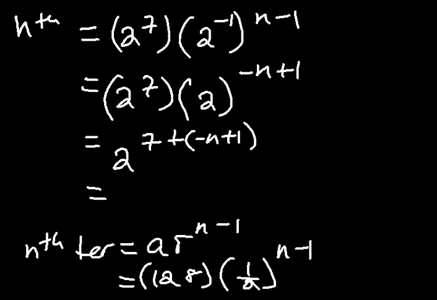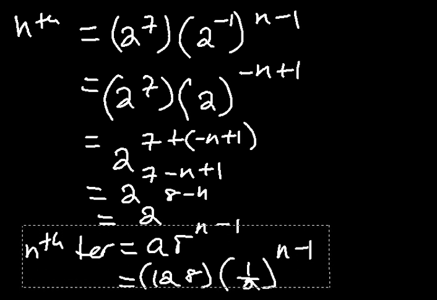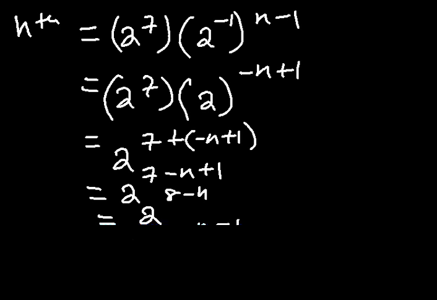So in this case, this is the same as 2 to the power 7 minus n plus 1. And of course, this is the same as 2 to the power 8 minus n. So this is the nth term formula of our interest in that case. So that is the nth term formula for the geometric progression if we have the first term as well as the common ratio. So now, what is the 15th term?